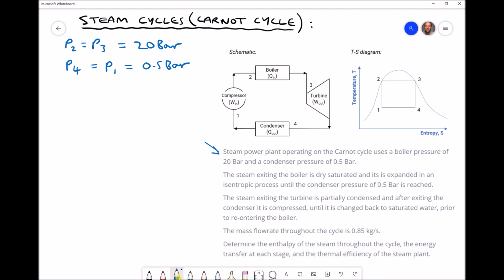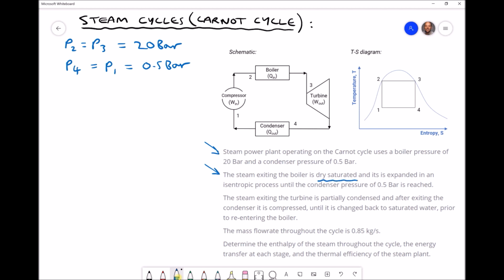So what we're saying here is that the pressures at the entrance and exit of the boiler are equal, and the pressures at the entry and exit of the condenser are also equal. We have constant pressure heating and constant pressure cooling. We're told something else about the steam: the steam exiting the boiler is dry saturated.